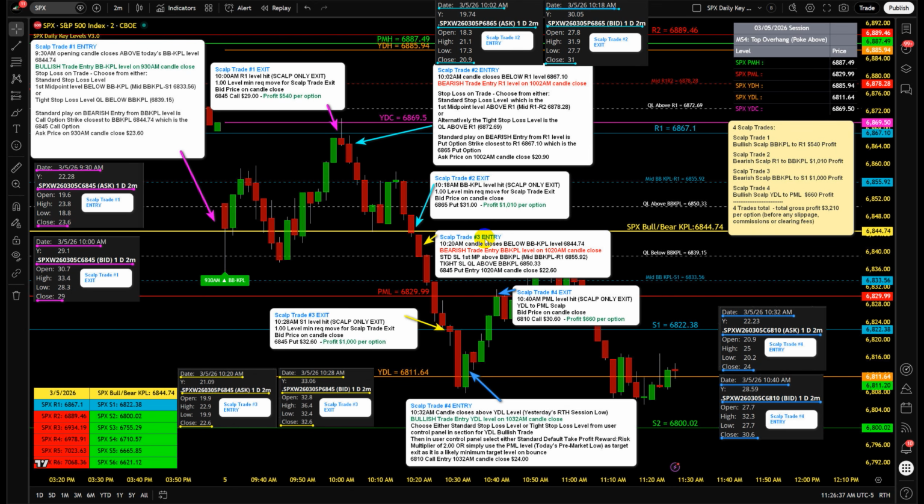Scalp trade number 3. The entry is on the very next candle. Candle close below the BBKPL level. This is a bearish trade from the BBKPL level. Our tight stop loss will be the QL above BBKPL. Our standard stop loss, first midpoint above BBKPL. Our strike is going to be the strike closest to the BBKPL price. So that's going to be the 68.45 put.